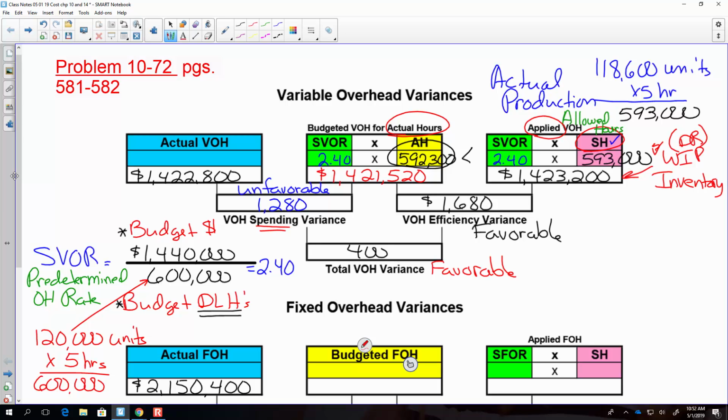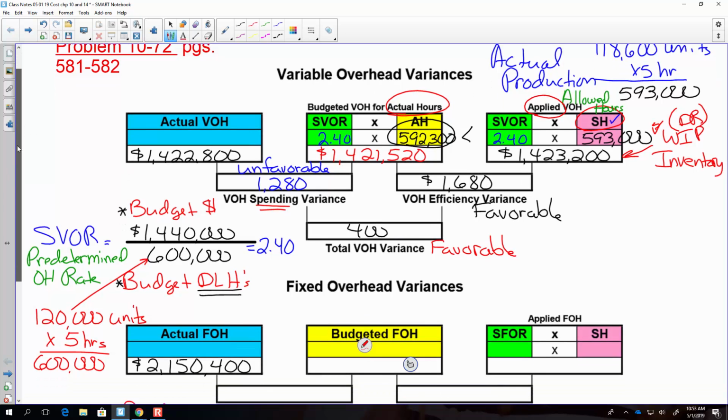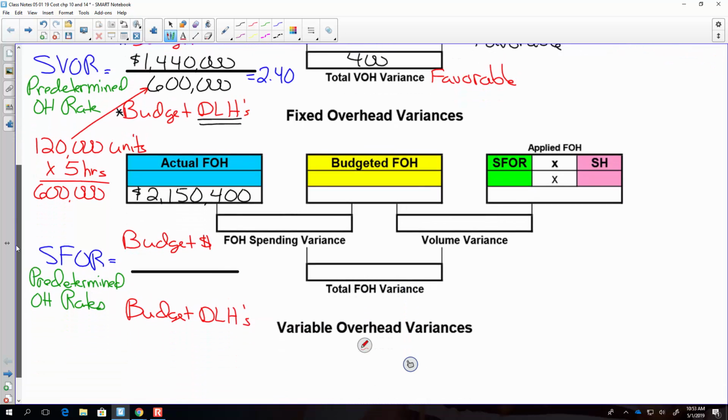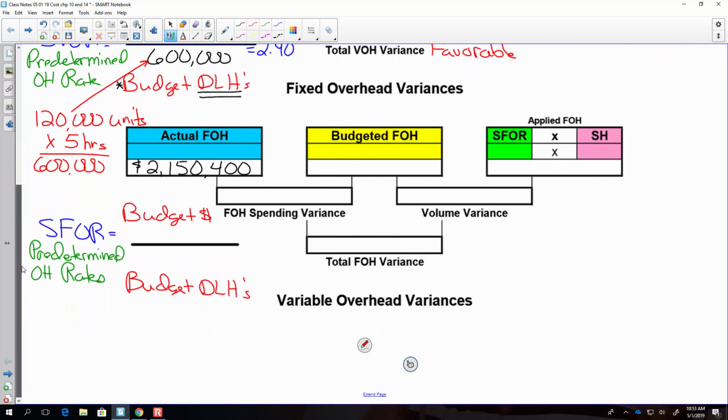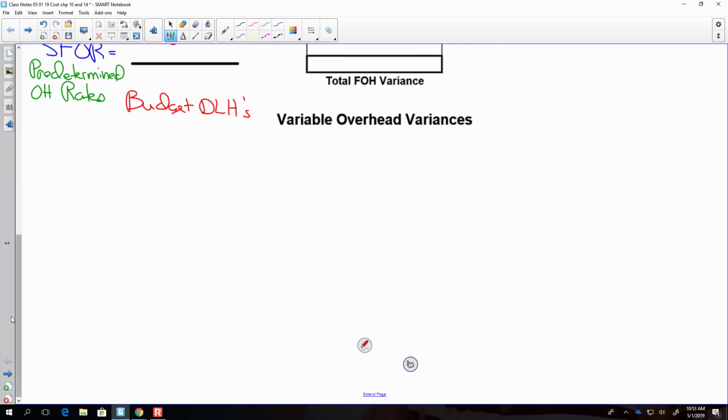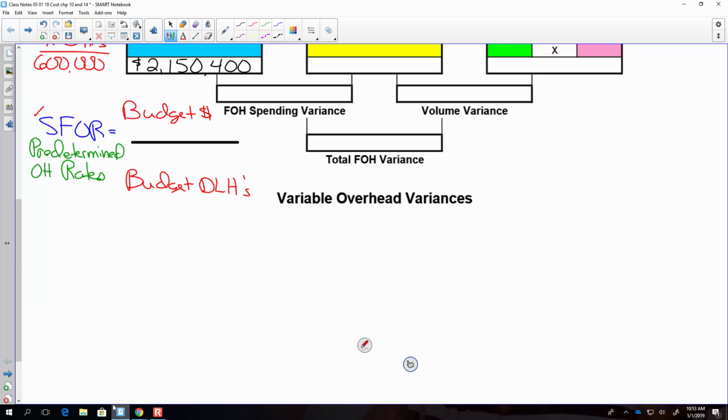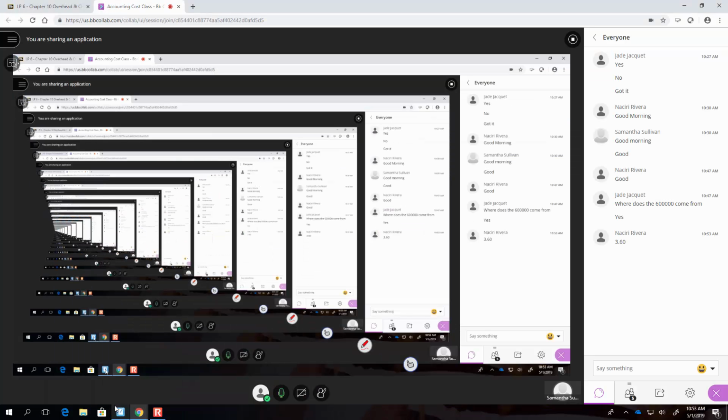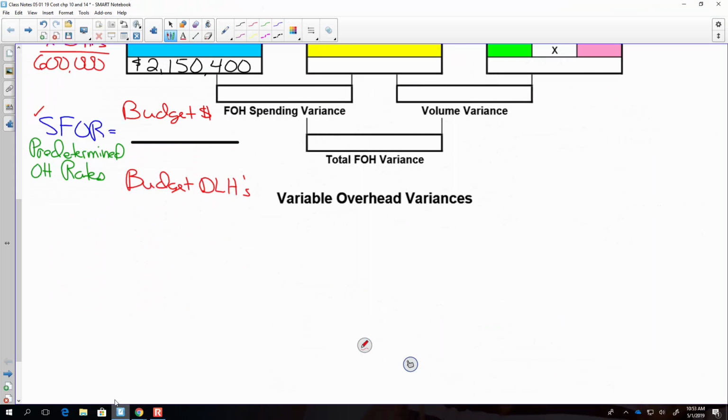All right. Let's go to the fixed overhead. Ruby, do you have the fixed overhead rate? Come over here. Do you have that amount? $360. Awesome. How did you get that $360?